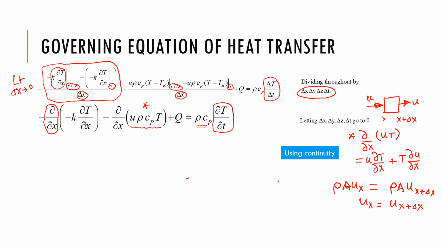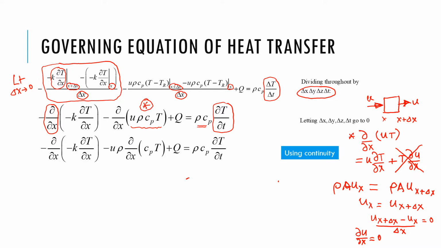In other words, if we write it in terms of derivative, u(x + Δx) minus u(x) equal to 0, divided by Δx equal to 0. So with Δx going to 0, this is written as ∂u/∂x equal to 0. So this term cancels out. So if that happens, then back to this term here, we can simplify it further.